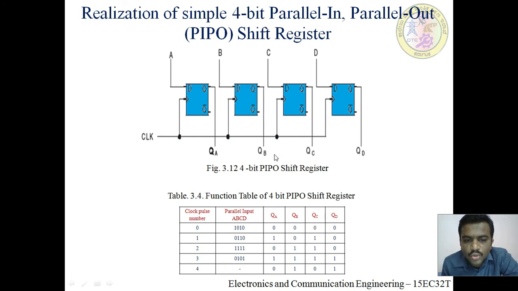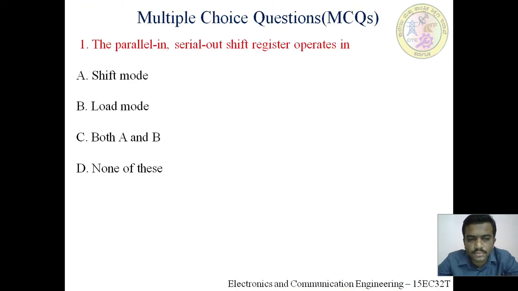Outputs QA, QB, QC and QD will all set after the third clock pulse. In this way, the 4-bit binary input is loaded into the shift register in parallel form. That is, the 4 bits are loaded into the shift register simultaneously on application of a single clock pulse, and also these loaded 4 bits will appear on the output of the individual flip-flops on application of the single clock pulse. Now consider some multiple choice questions.